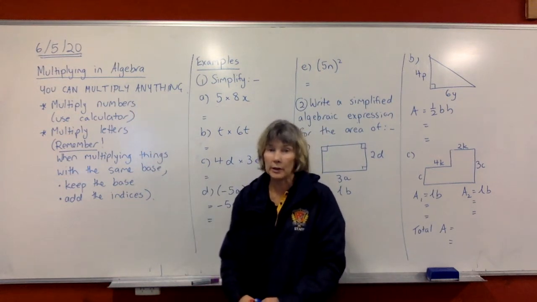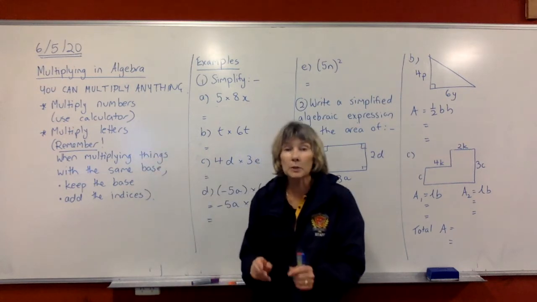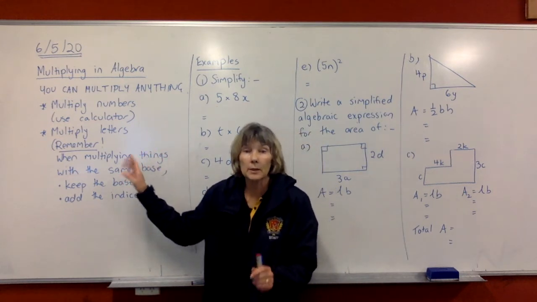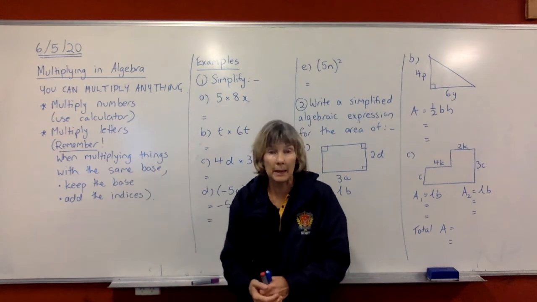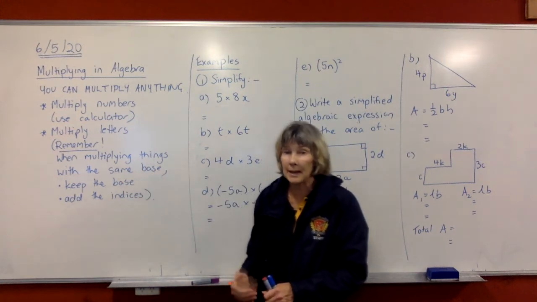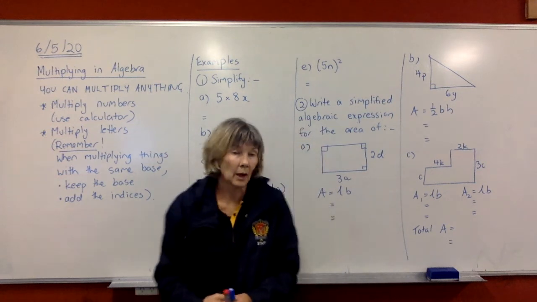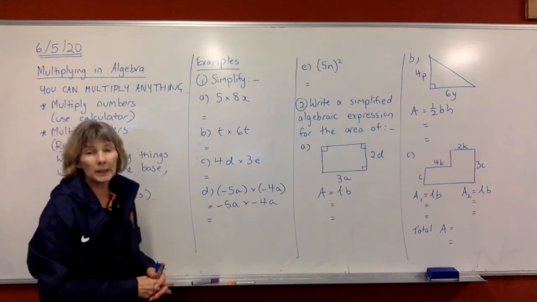So the first thing you do is multiply your numbers. Use your calculator so you don't get that wrong. And then you're going to multiply your letters. Now sometimes those letters are going to have powers or indices. So you've got to remember the index rule. When multiplying things with the same base, keep that base and add the indices. But we'll get to that probably a bit later. Okay, so today the examples we're doing, they're pretty easy.